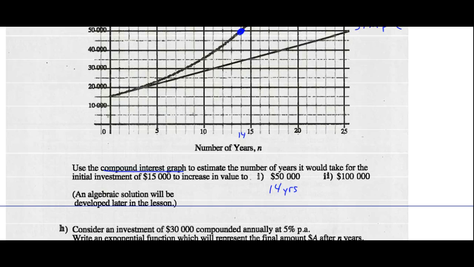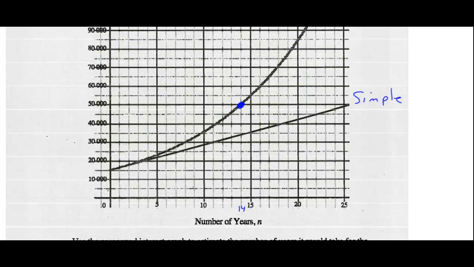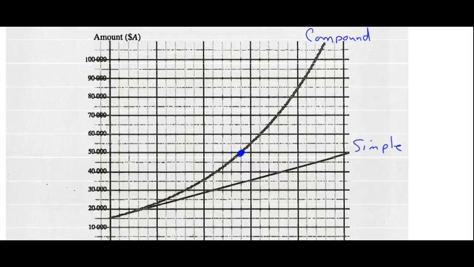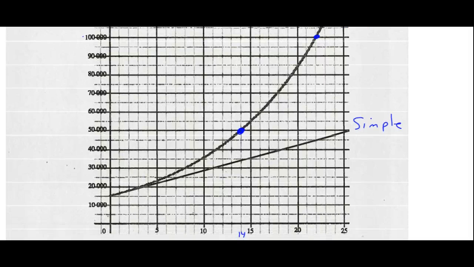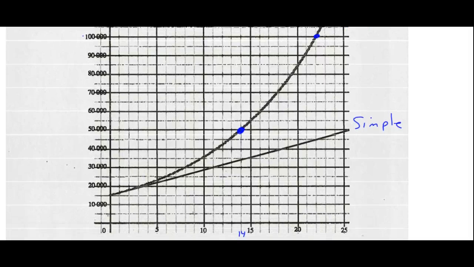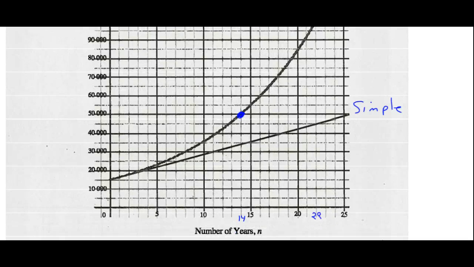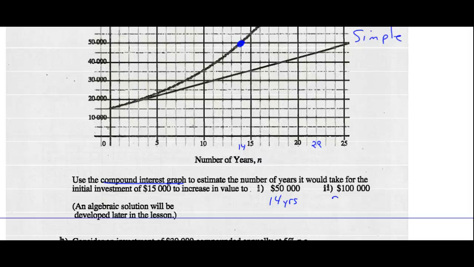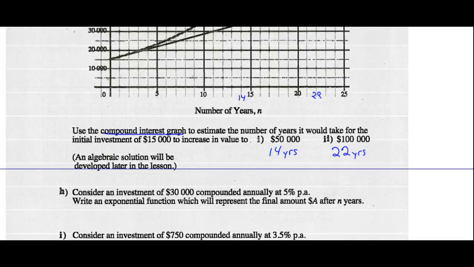And $100,000 on the compound interest graph. Here's $100,000. It intersects right here. So if I go down from that point, $100,000 looks like it's about year 22. All right. So it would take 22 years to get to that amount of money, $100,000. It says an algebraic solution will be developed later in this lesson.